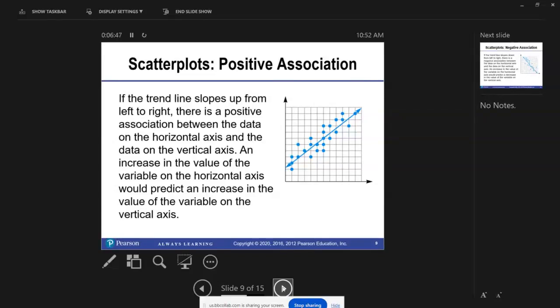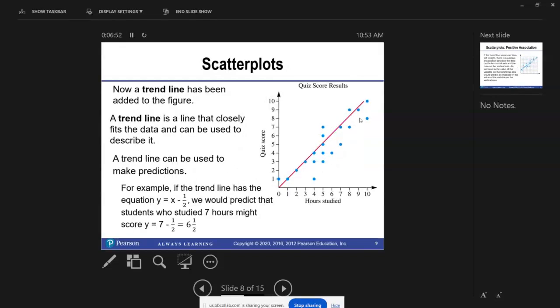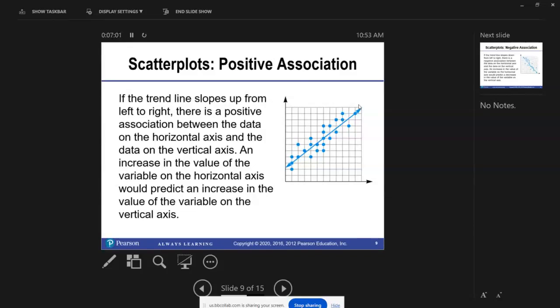Okay, you may have noticed on the last example that all of your points were kind of going up. We ended up having a positive slope on that trend line to represent the fact that when it slopes up, there's a positive association between the data on the horizontal axis and the data on the vertical axis. An increase in the value of the variable on the horizontal axis would predict an increase in the value of the variable on the vertical axis. So when all of your points are going up, like a positive slope, then you say that the scatter plot has a positive association.